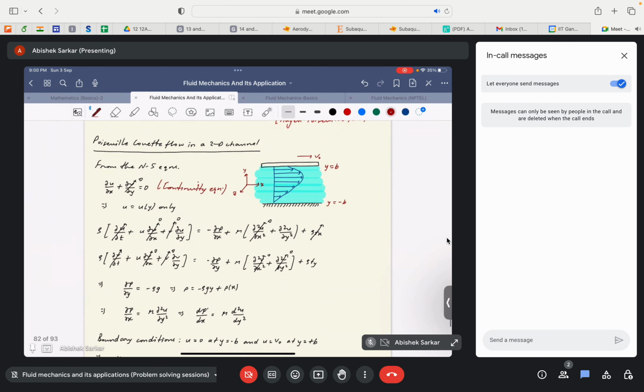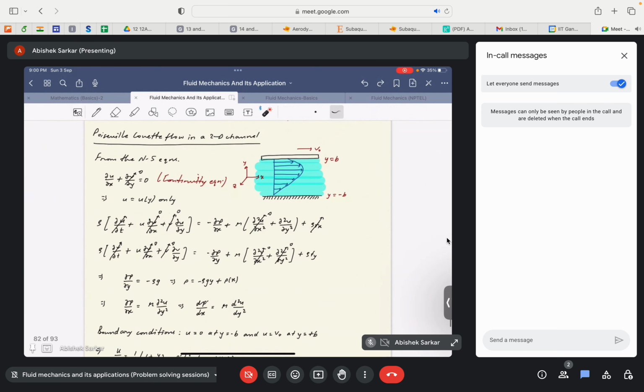From that assumption we get that for steady state, this term goes to 0. Dou u by dou x is 0 from the continuity equation, and v is 0 from the inherent assumption that flow is 1D. So again, you can clearly see how the 1D flow assumption helps in cancelling out the nonlinear terms. These terms easily cancel out.